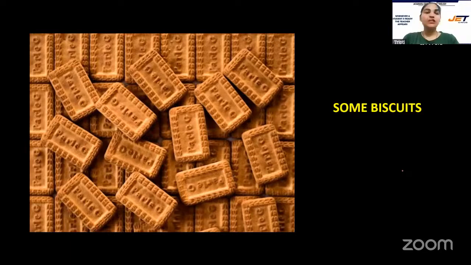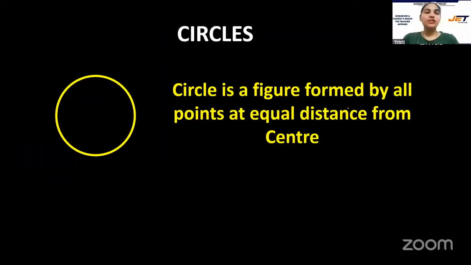Next shape is we have circles. Circle is a figure which is formed by all points at an equal distance from the center. Yeah, so this is the center. If you go from center to any point on the circle, means on any point on the outside part of the circle, the distance will be equal, right? The distance will be equal. All right. Next, as I said, that middle point is called the center.